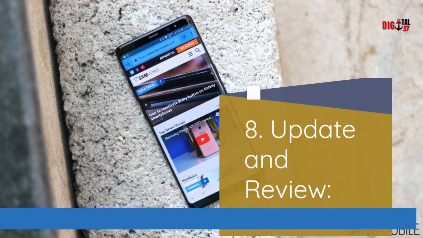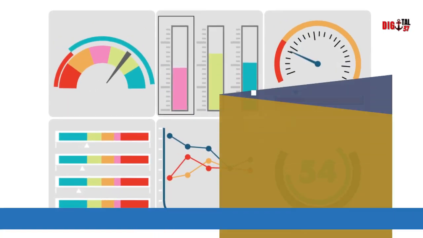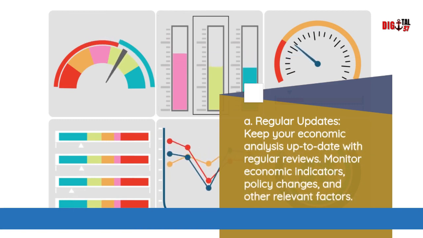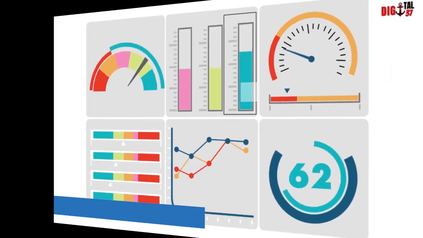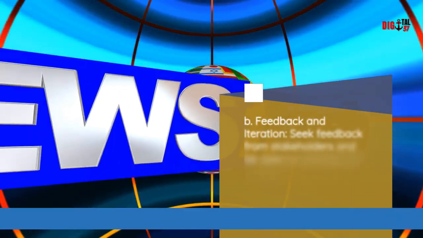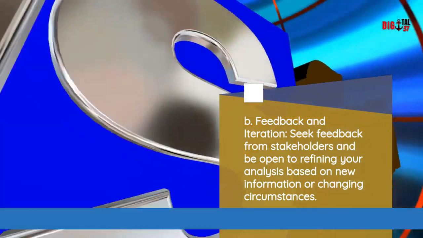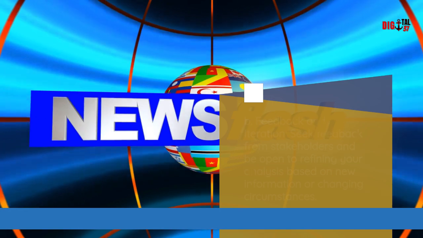8. Update and review. A. Regular updates. Keep your economic analysis up to date with regular reviews. Monitor economic indicators, policy changes, and other relevant factors. B. Feedback and iteration. Seek feedback from stakeholders and be open to refining your analysis based on new information or changing circumstances.